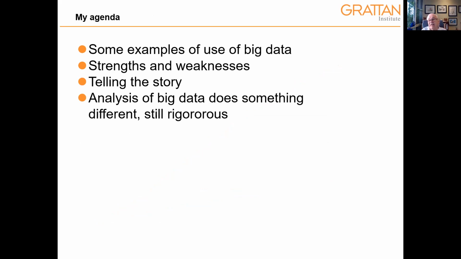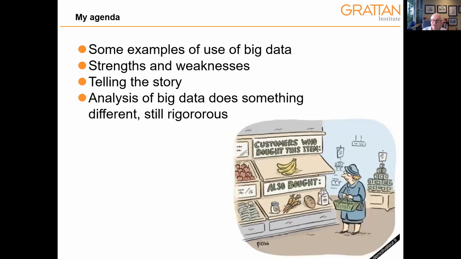The analysis of big data does something different. It's still rigorous, still really important, and is different. But also, you know, big data is everywhere, and people are making up these links between those who buy bananas and those who buy carrots.